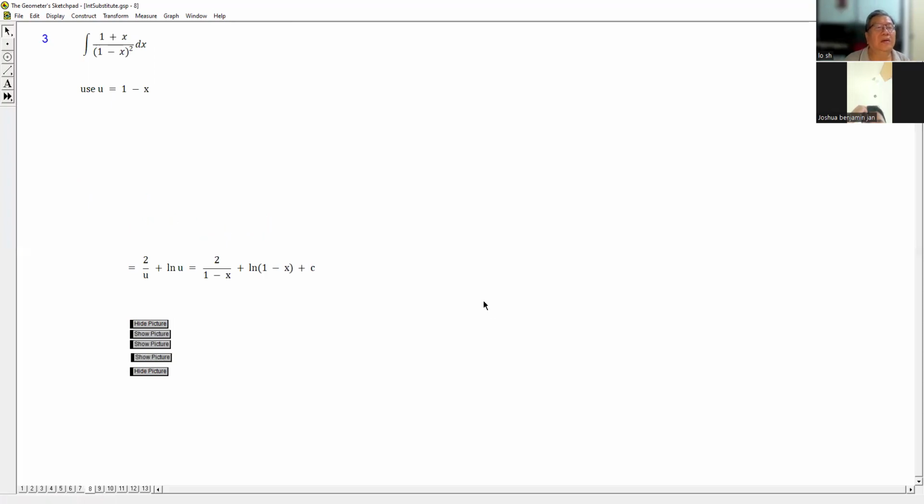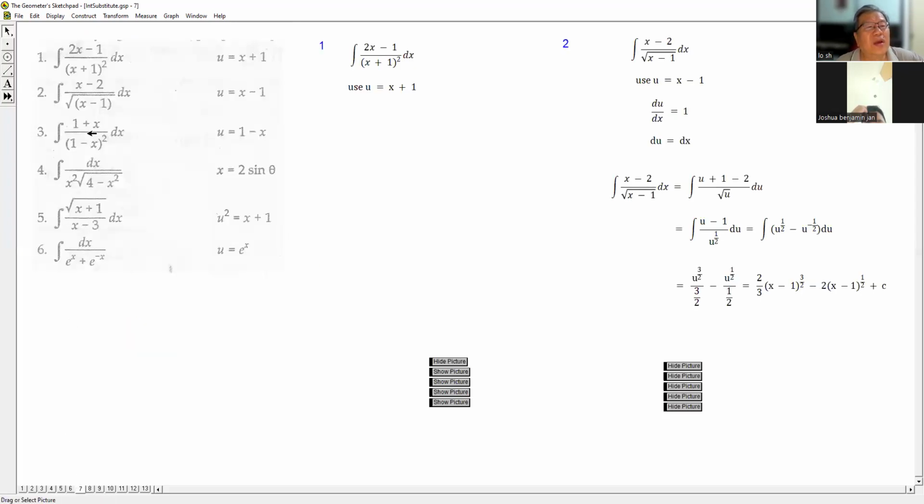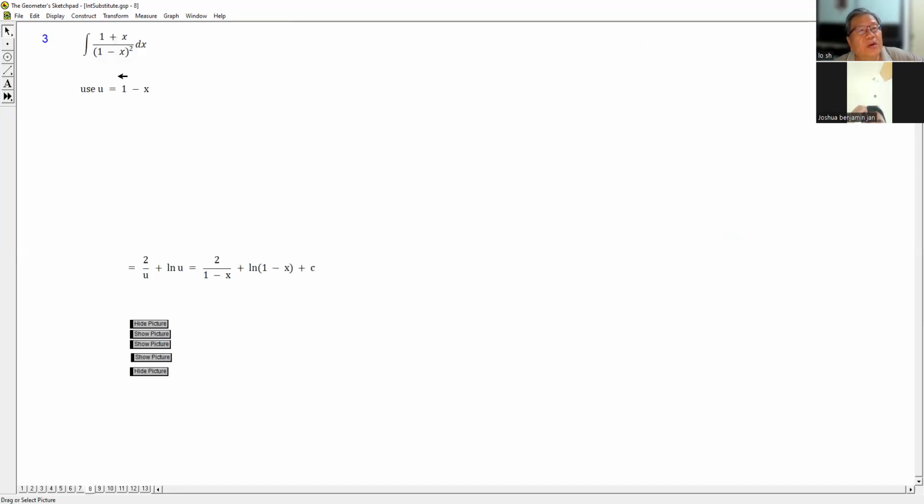This one, where this question comes from? Question number 3 is this one. They say use the substitution 1 minus x. So you see at the bottom there, there's a bracket. Inside the bracket is 1 minus x. So I use the substitution inside the bracket at the bottom, 1 minus x. Don't use the top. Don't use 1 plus x.